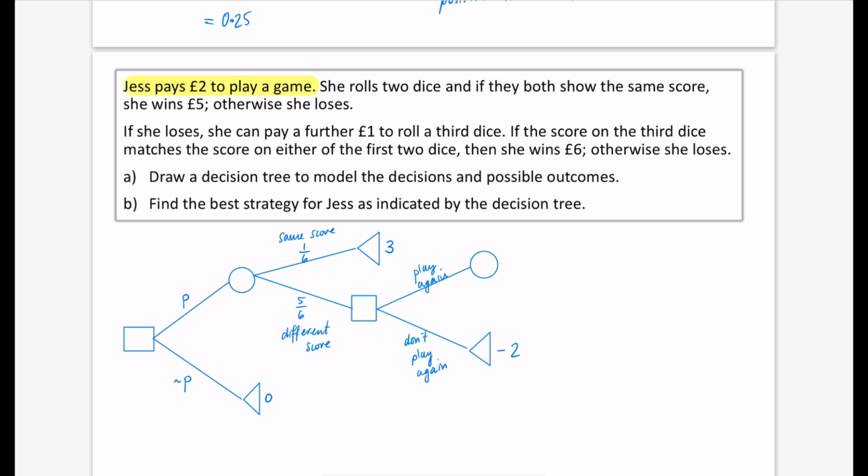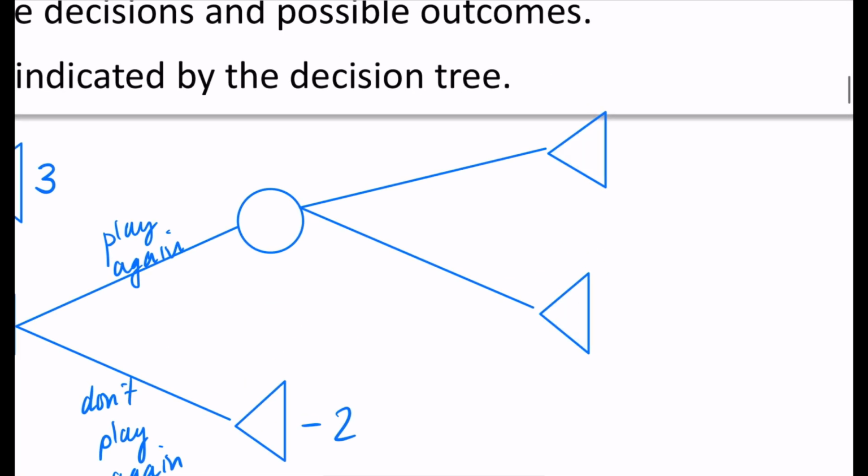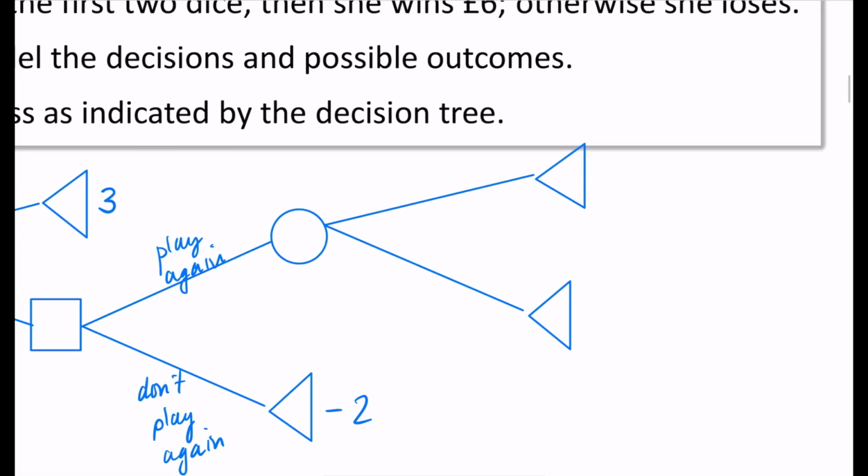It has to be the score on the third dice matching the score on either of the first two dice. So we need to figure out what would be the probability of it being the same thing on one of the previous two dice. Well, let's just quickly draw out this tree so that we've got those two outcomes. We're going to have it with some end nodes like this. And so this is if it does show a matching with the third dice. So this is if the third dice matches, and this is if it does not match.